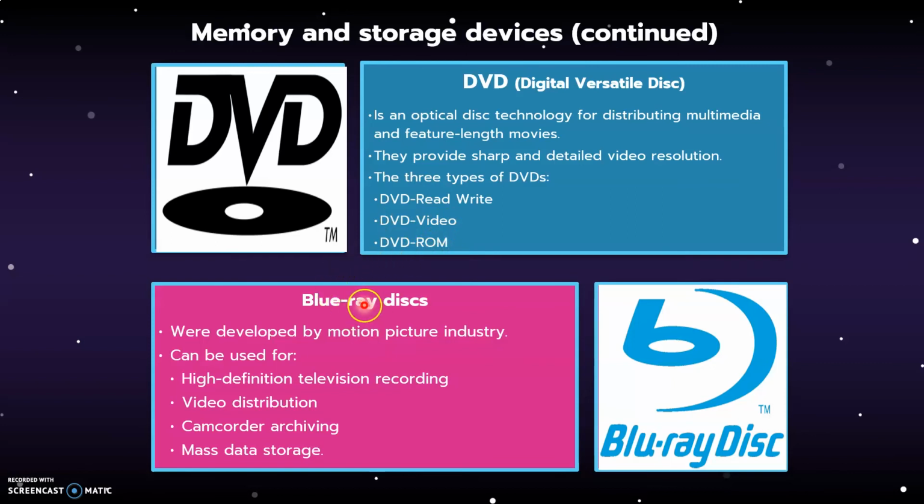So the next one is the Blu-ray disc. Blu-ray disc is used by the motion picture industry. You can store more data inside the Blu-ray disc because the video contained inside there is high definition video, so it is clearer.